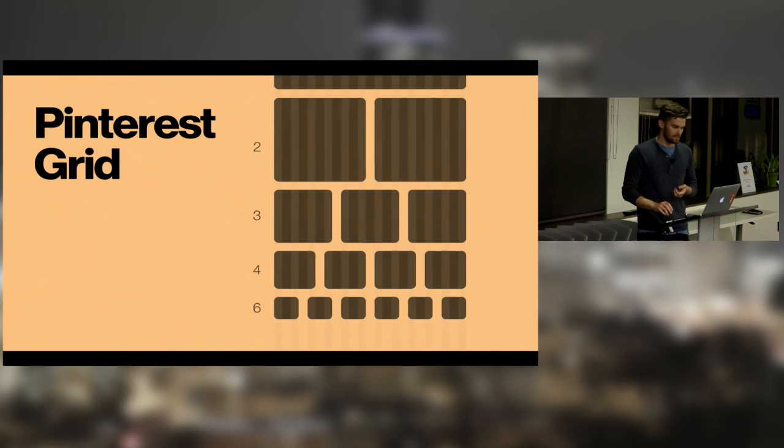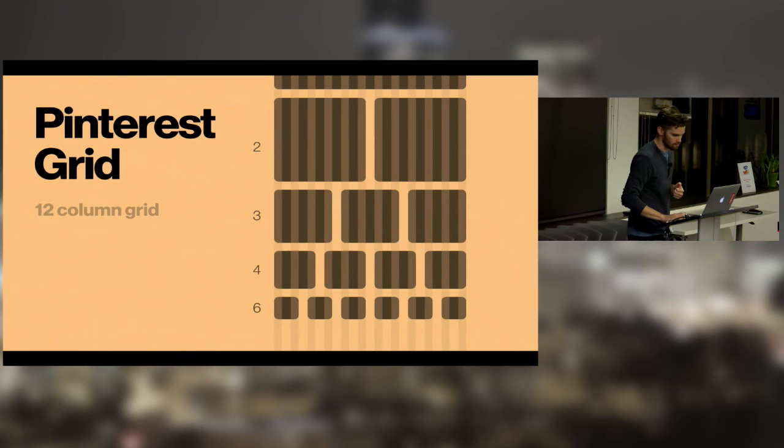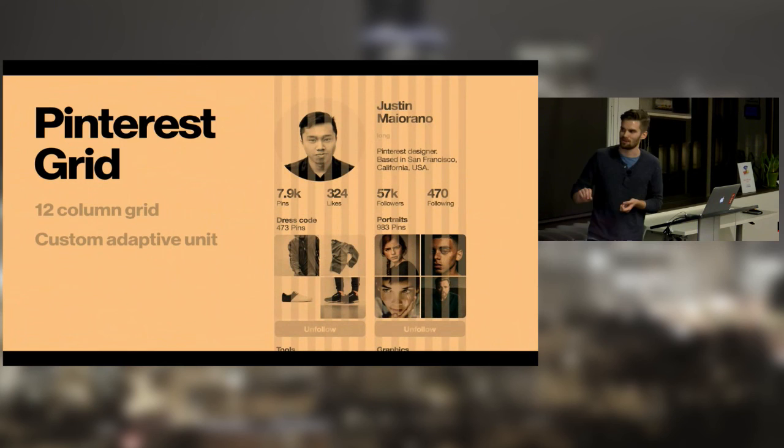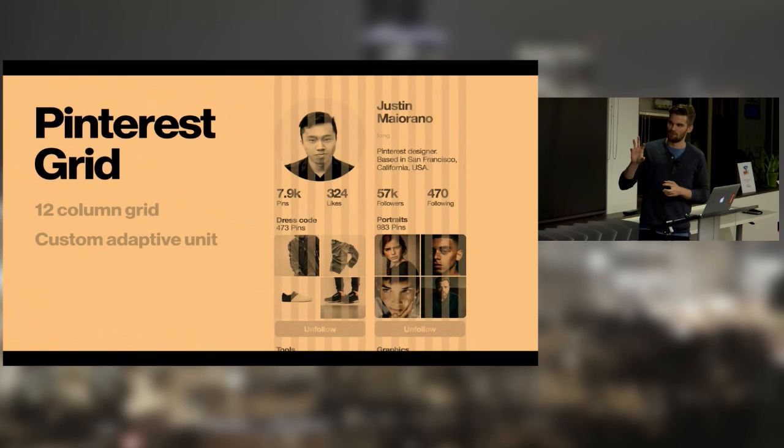To achieve one aspect of that mission, we have this 12-column grid that lives across all our mobile designs. We also have added a custom adaptive unit. We call it a buoyant, but this idea of a unit of measurement that changes based upon device idiom, screen rotation, device size. And with this kind of requirement, we're able to completely encapsulate this into a custom layout spec.